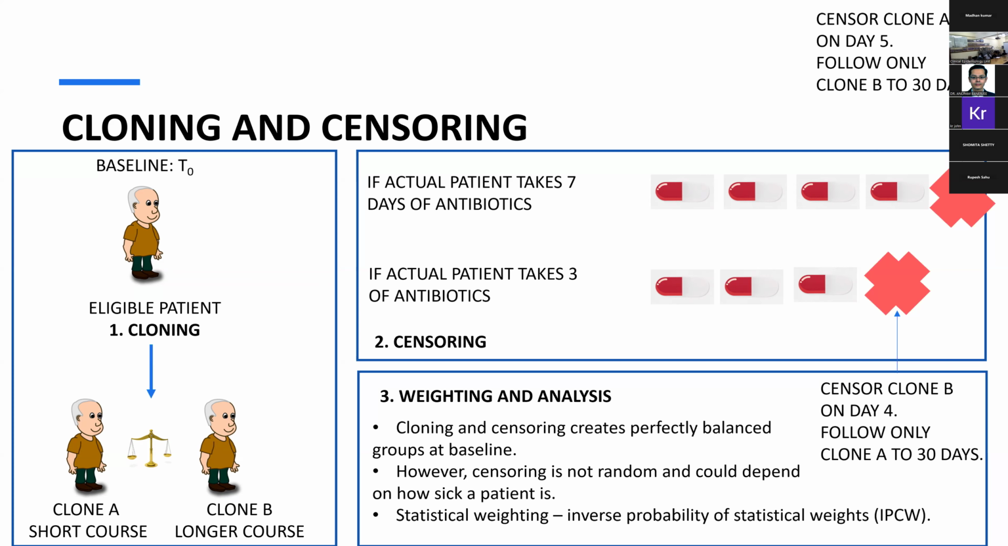Is this concept okay? When I'm taking a patient who has 7 days of antibiotics, at what point do I censor the opposite clone? The opposite clone, the short course clone, can continue treatment only till a maximum of 4 days. So at day 5, I will censor the clone. But if an actual person takes 3 days of antibiotics, clone B can continue however long. But if I am choosing clone A, I have to censor clone B. Then on the 4th day, I will censor clone B, and I will follow up clone A up to 30 days.